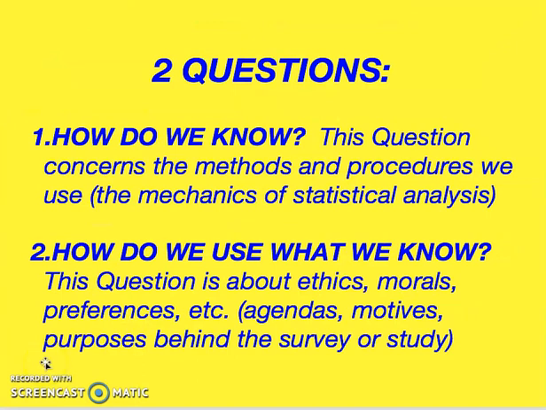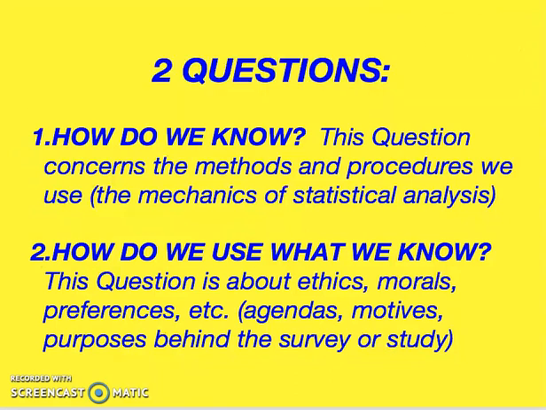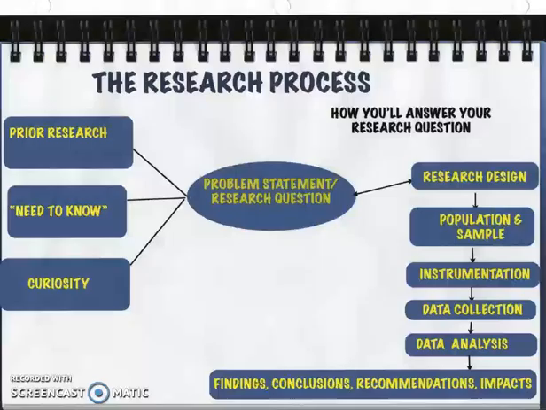The two most important questions that you should always have with you when you're reading a survey or a study are: how do we know, which has to do with the methods and procedures that are used, and how do we use what we know? This question concerns ethics, morals, preferences, the agendas and the motives and purposes behind a survey or study. It's scientific, it's a rational way of thinking and deducing to conclusions.